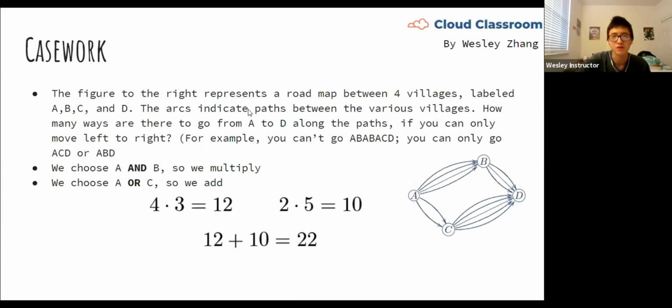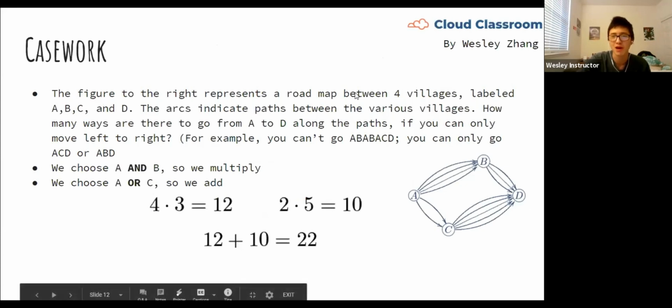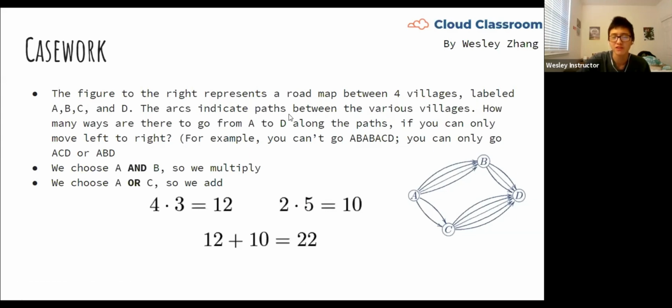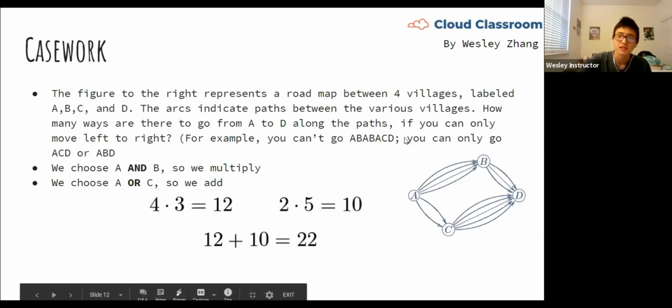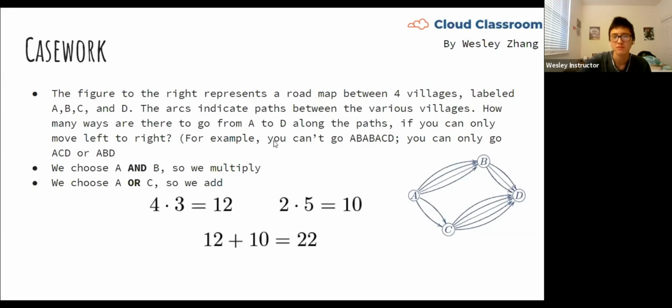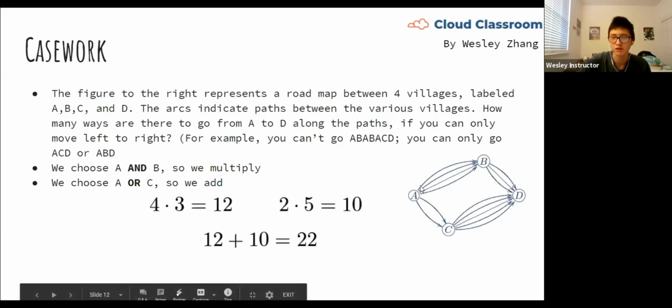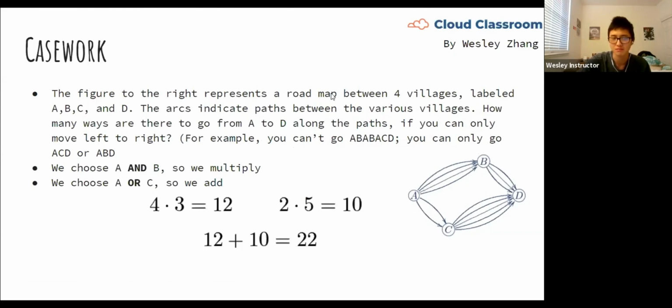All right, the figure to the right over here represents a road map between 4 villages labeled A, B, C, and D. The arcs indicate paths between the various villages. How many ways are there to go from A to D along the paths, if you can only move left to right? So you can't go A, B, A, B, A, C, D. You can only go A, C, D, or A, B.